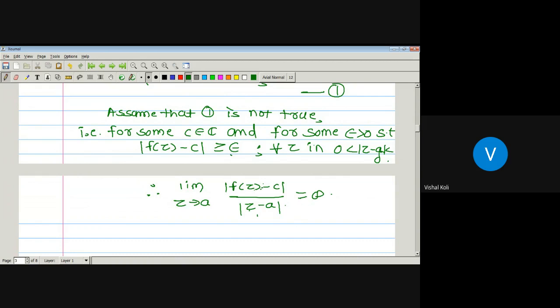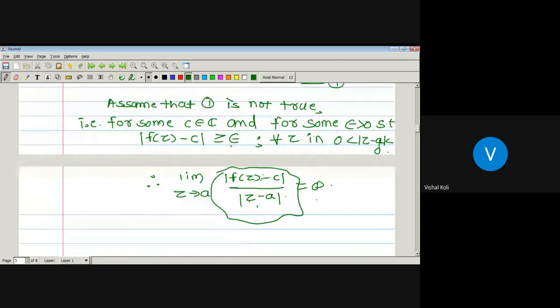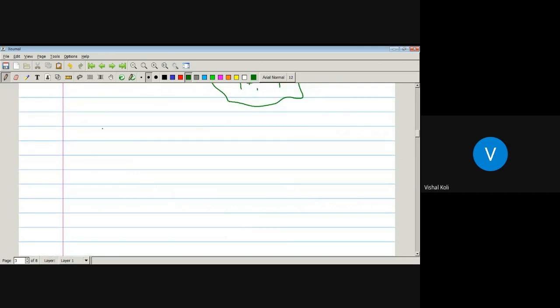As the modulus of this quantity is infinity, by the definition of pole, the given function has an isolated singularity at the point z equal to a. Therefore, as limit z tending towards a, it gives the value infinity. Then by the definition of pole, this function has a pole, which implies z equal to a is a pole of the function f(z) minus c divided by z minus a.